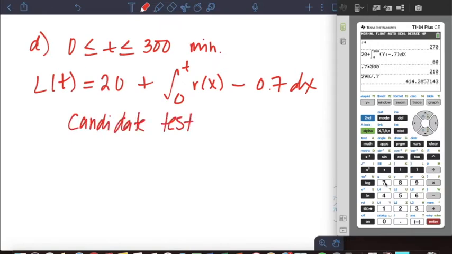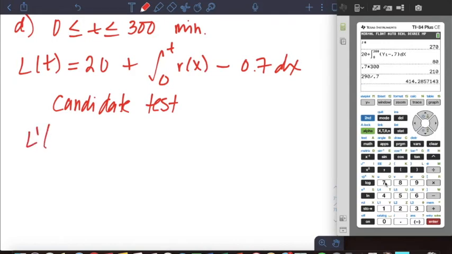To do a candidate test, we need to figure out the derivative and set it equal to 0 or undefined. In this case, it's just going to be 0. Okay, so let's find the derivative. The derivative of 20 is 0. So let's do the derivative of the integral now. When you do the derivative of an integral, you just plug in the variable bound. So I'd have r of t minus 0.7. That is the derivative. And what we're going to do is figure out when this is equal to 0.